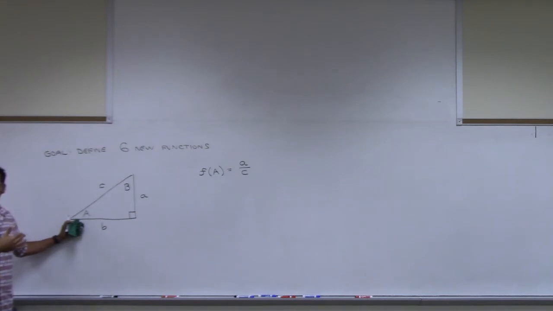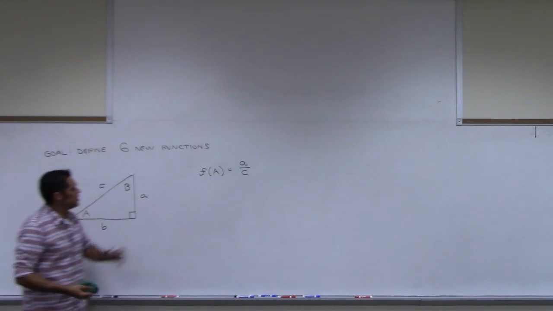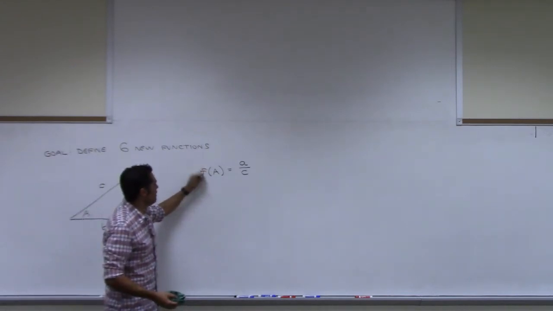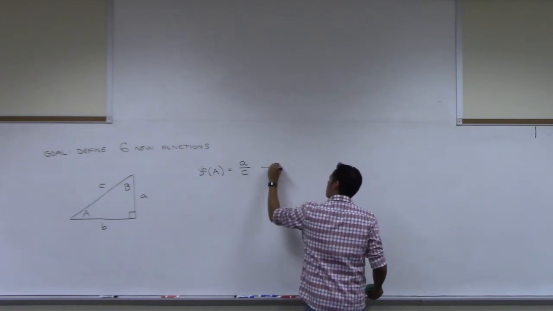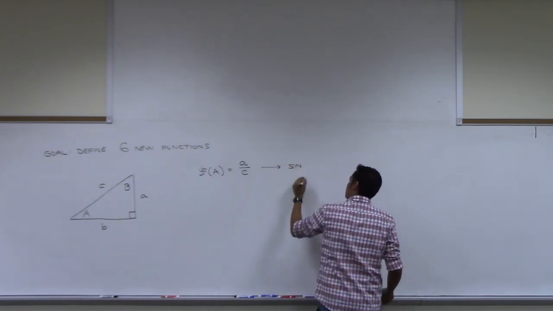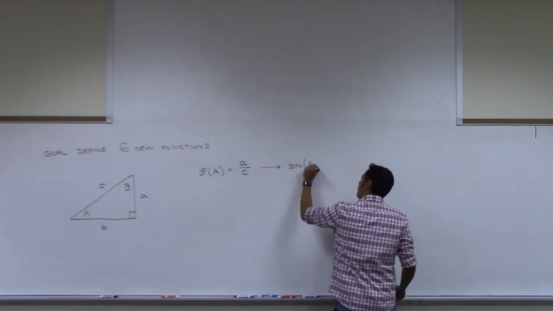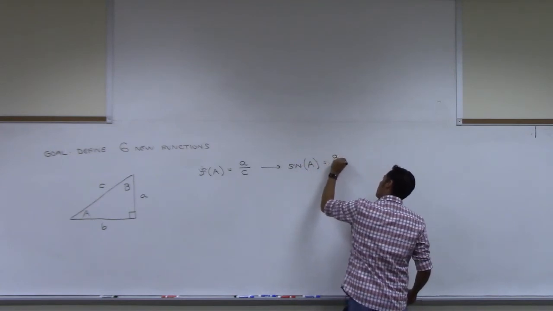This function has a name. We call it the sine function. So instead of calling it f, we call it sine. And this is the way we write it. Sin of A equals A over C.